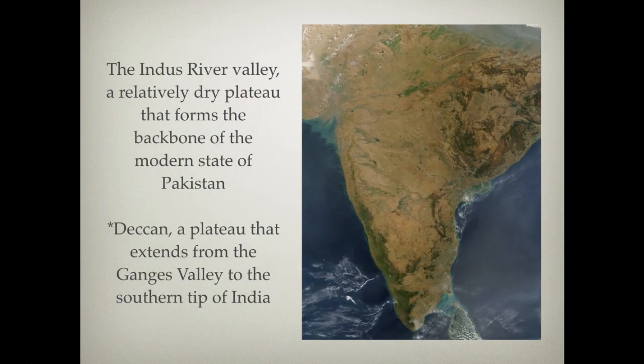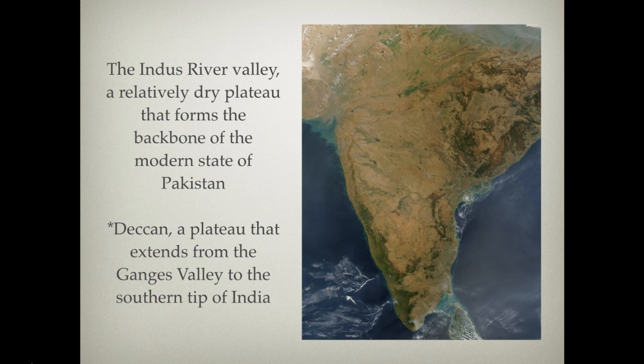Now, the Indus River Valley, which is to the northwest, is a relatively dry plateau that forms really the backbone of what is now known as the modern state of Pakistan. So that's where you're going to get a lot of the early civilizations establish themselves, like other Indian settlements in the region. But primarily, this is what we'll compare to other river valley civilizations.